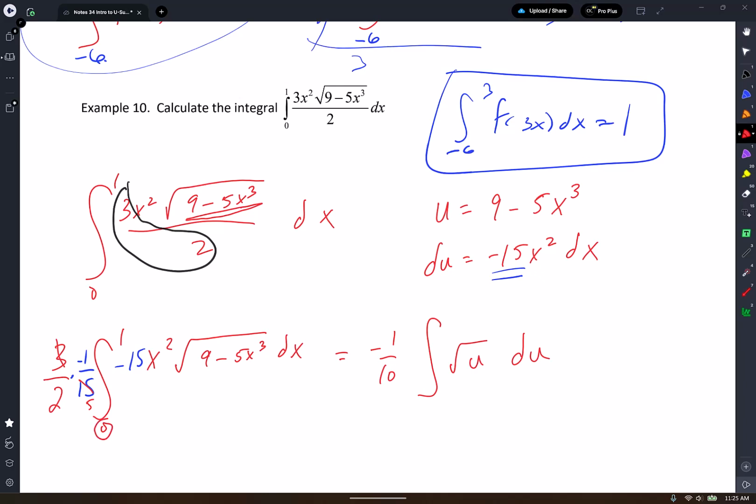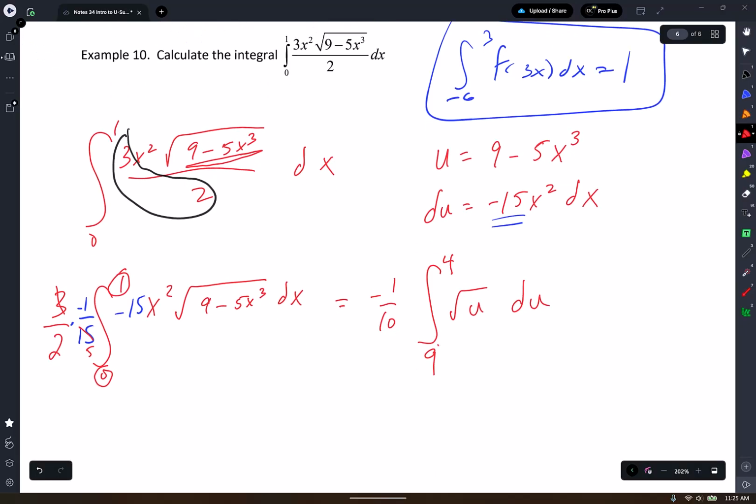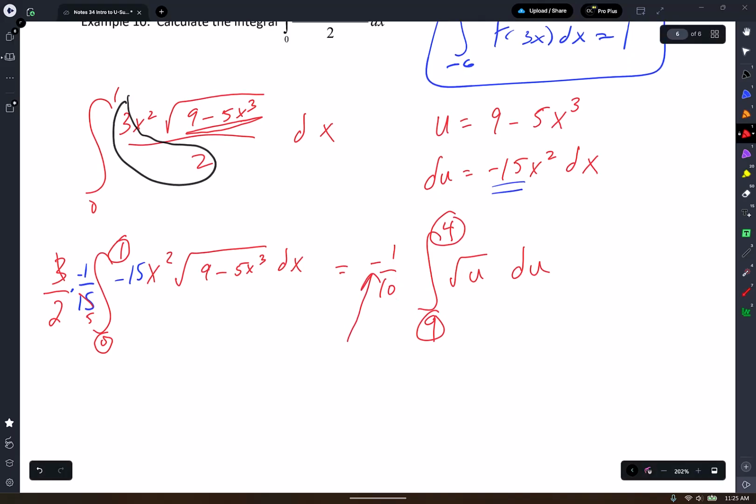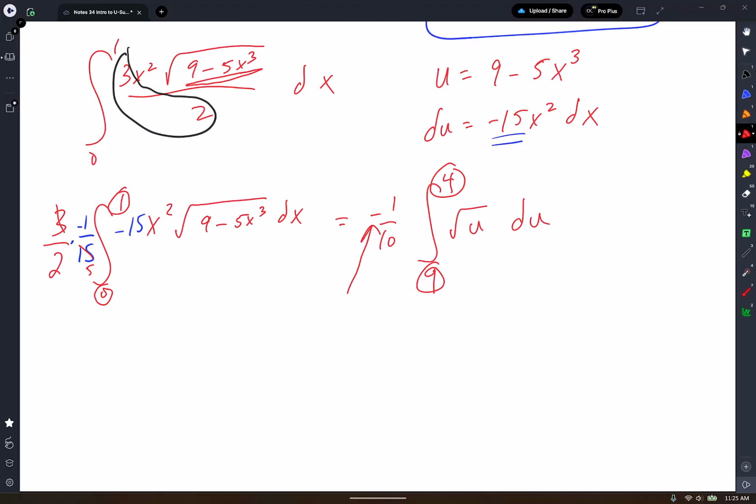All right, I need new limits. When x is 0, what is u? 9. When x is 1, what is u? 4. Ooh, this is a perfect candidate for reversing the limits. You see how the lower limit is 9 and the upper limit is 4? And I have a negative on the outside? If I reverse those, that negative goes away from the integral properties. Are we okay with that?